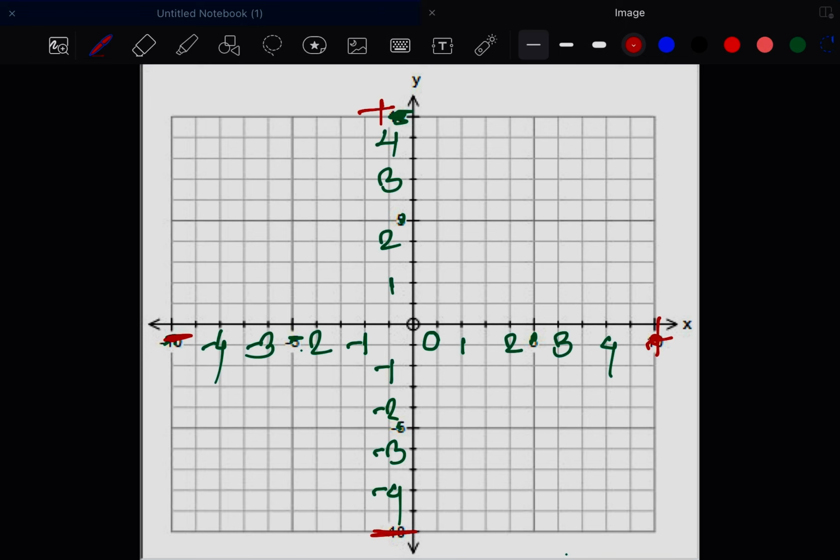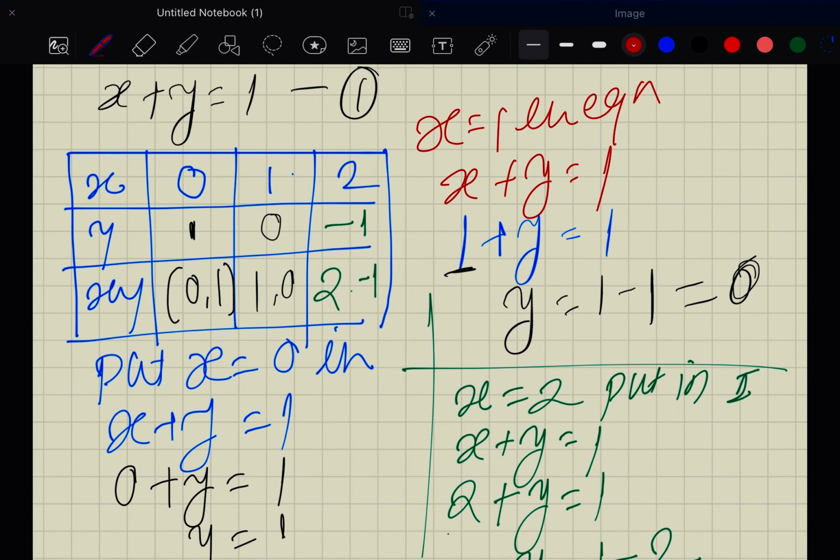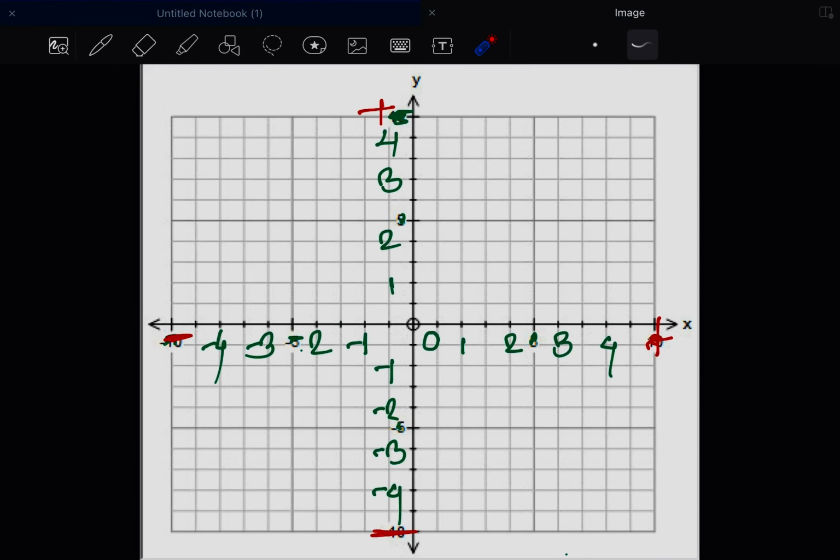Now let's get back to the point. For x is equal to 0, the value of y is 1. So we are talking about this one. The first point is (0, 1). So on the x-axis 0, y is equal to 1, so your point is here. So (0, 1) means your point is here. So this is your point.